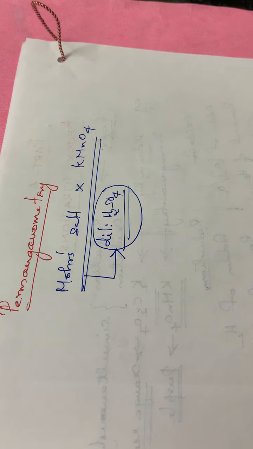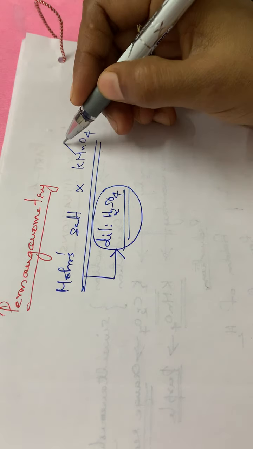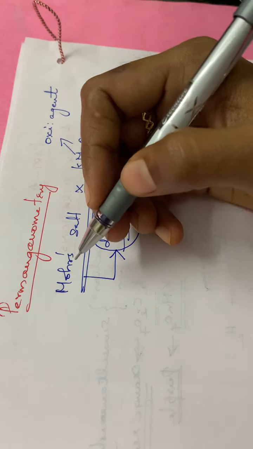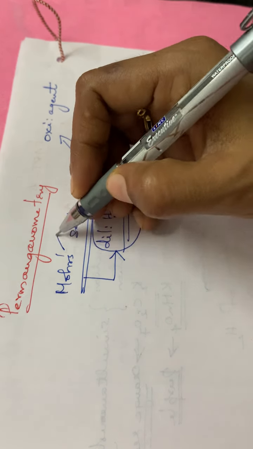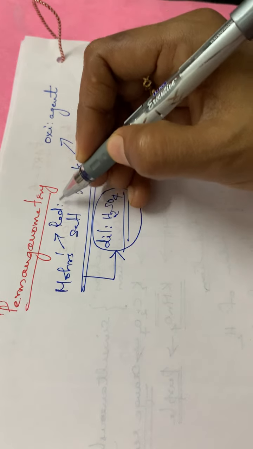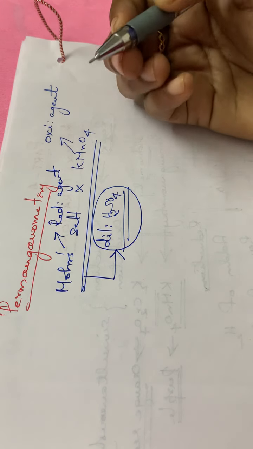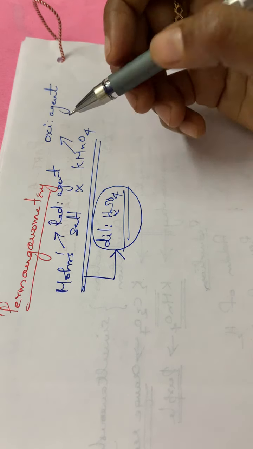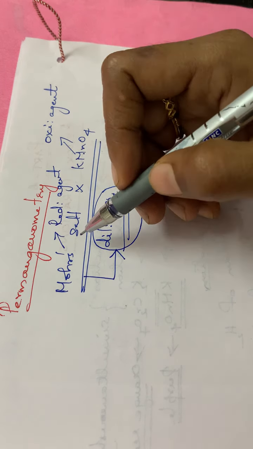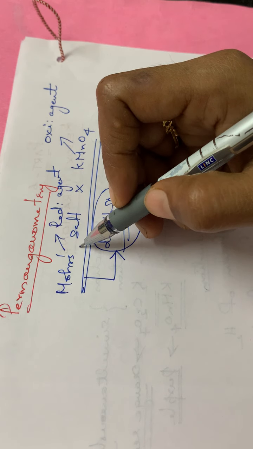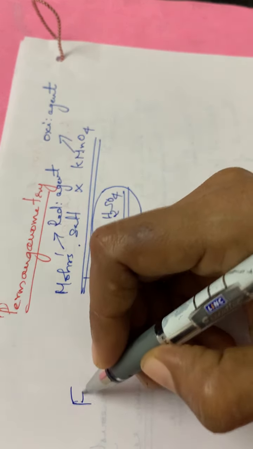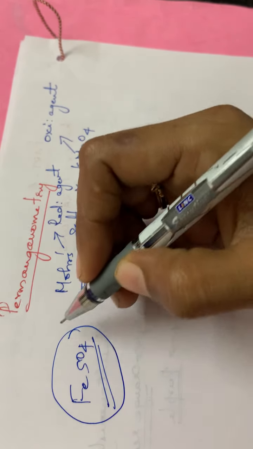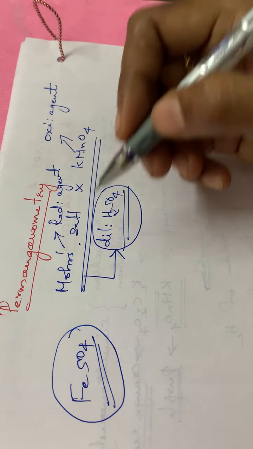Then in this reaction, KMnO4 acts as the oxidizing agent, while Mohr's salt acts as the reducing agent. So KMnO4 oxidizes the reducing agent FeSO4. Mohr's salt is ferrous ammonium sulfate, so it will also be having ferrous sulfate in it, isn't it? Ferrous sulfate plus ammonium ions will be there in Mohr's salt.